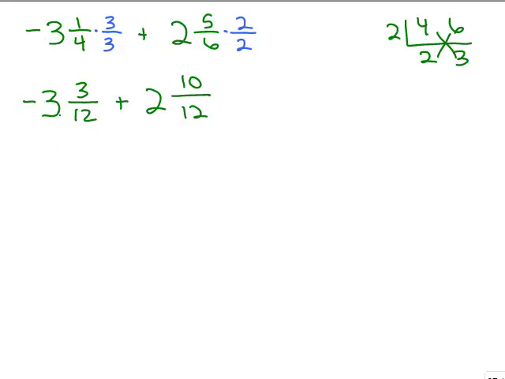Now I'm adding a negative number and a positive number. That means I have to take their difference and take the sign of the larger absolute value, which is negative. There are more negatives, so my answer is going to be negative. We then have to subtract these numbers, so I've got to take 3 3/12 minus 2 10/12.